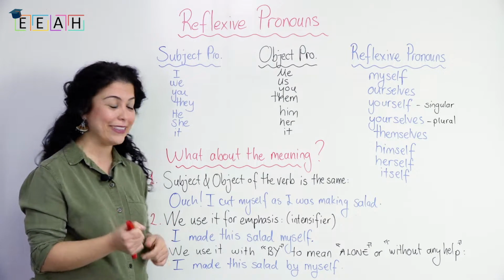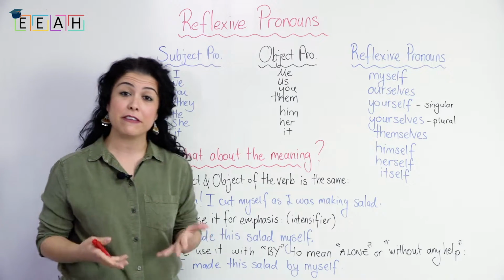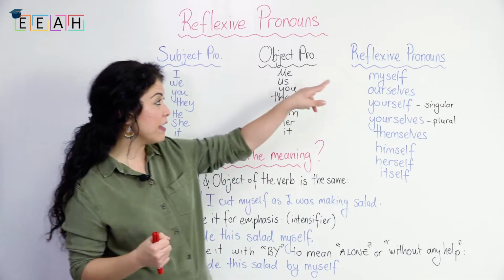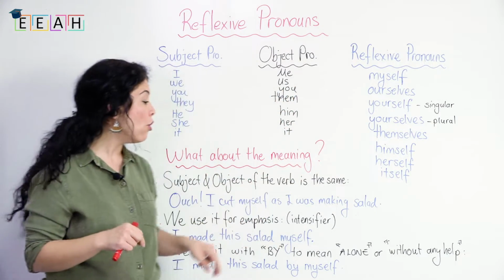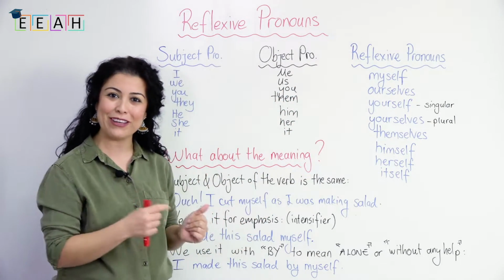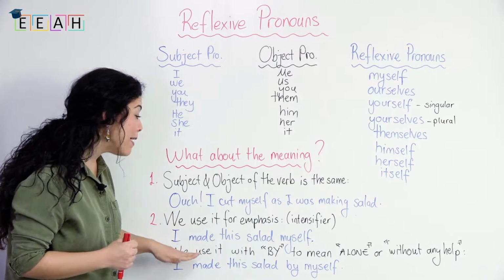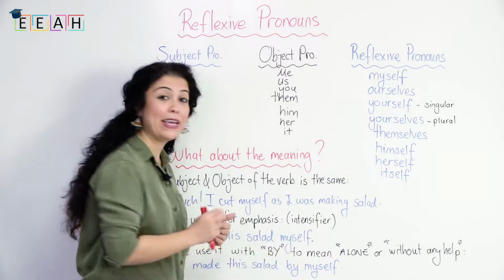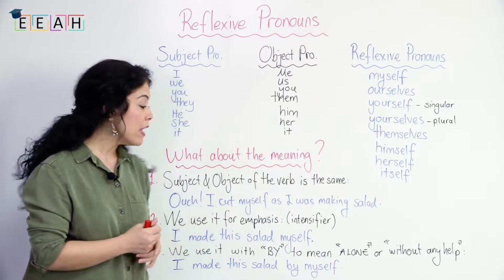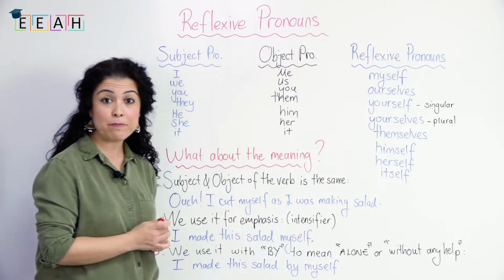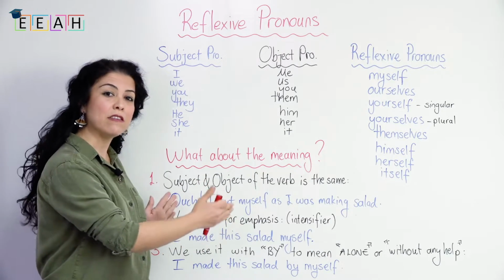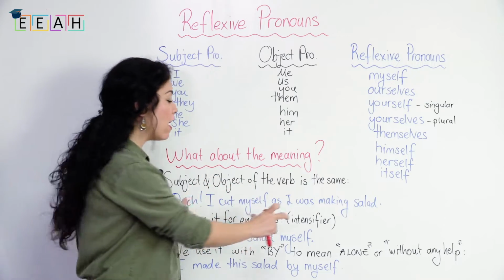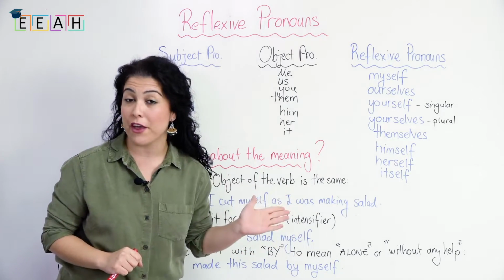And the second one, we use it for emphasis to make the meaning stronger. So here the reflexive pronoun is in the role of an intensifier. So let's have a look at the example. I made this salad myself. So here, this is making the meaning stronger. I can take this out of the sentence, right? It doesn't change the sentence much. So if I want to stress, put more emphasis, I add the reflexive pronoun there.